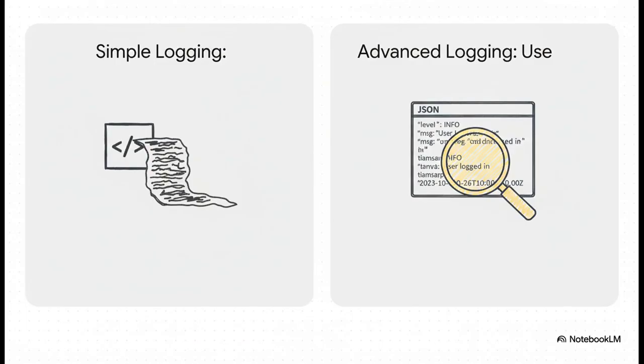Now for logging. You can just use a simple println macro, and you know what? It works. But for anything serious, you'll probably want to use a crate like tracing. This lets you create structured, JSON-formatted logs, which makes searching and analyzing them in CloudWatch way more powerful.